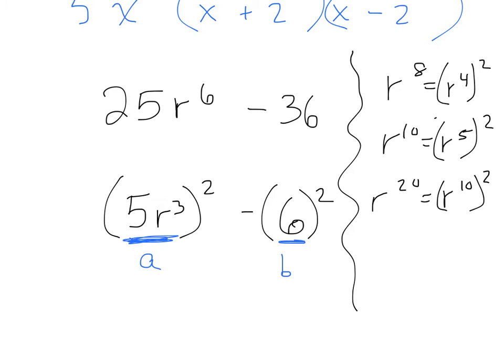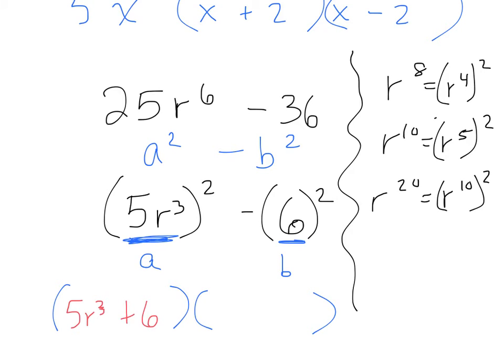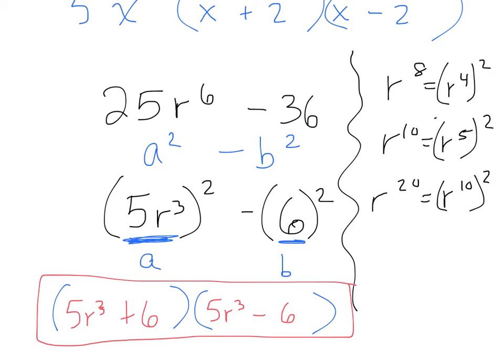Again, remember, we're trying to get this into the form A squared minus B squared. Whenever we're looking at these, we try to get into A squared minus B squared. This is A, 5r cubed, quantity squared, minus B, which is 6 squared. So A is 5r cubed, B is 6. And I know that my answer is always A plus B, A minus B. So I write, ready? A plus B, which is 6, times A minus B. So this is the factorization of 25r to the 6th minus 36.